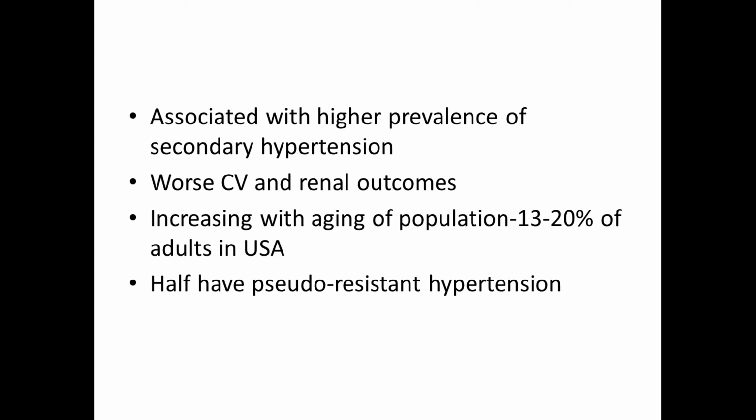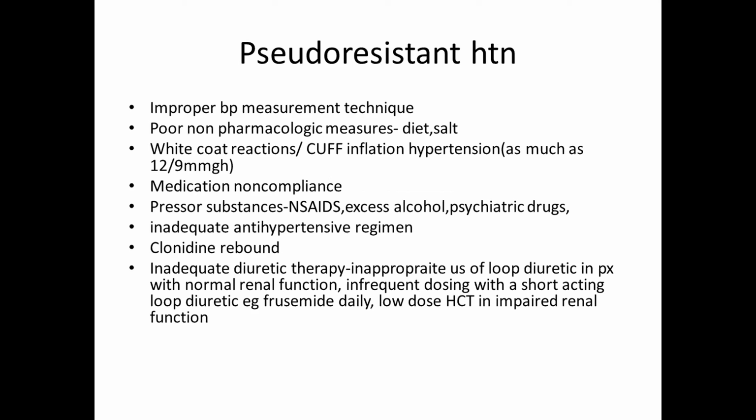Then resistant hypertension is associated with a high prevalence of secondary hypertension, and it also comes with worse cardiovascular and renal outcomes. Also, it comes with increasing age of the population. It affects 13 to 20% of adults in the US, and half of these patients, 50%, have pseudo-resistant hypertension.